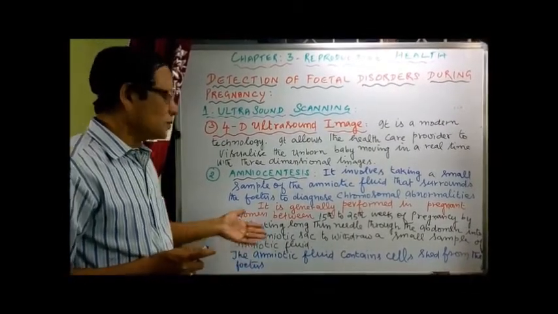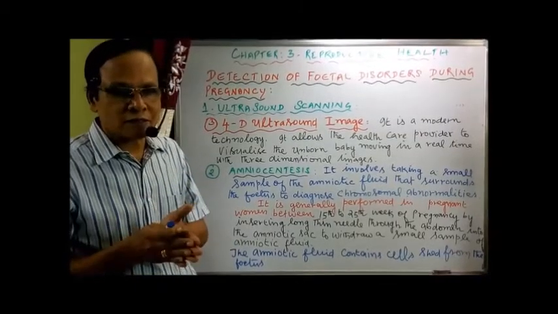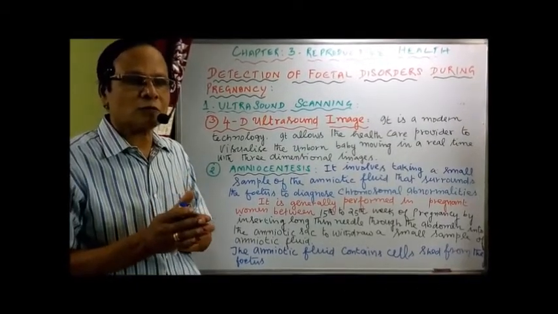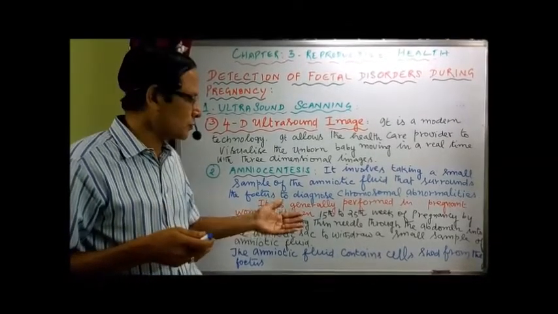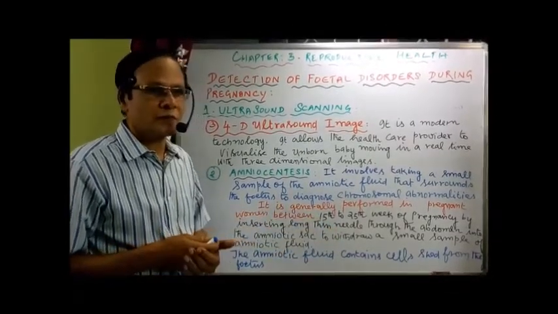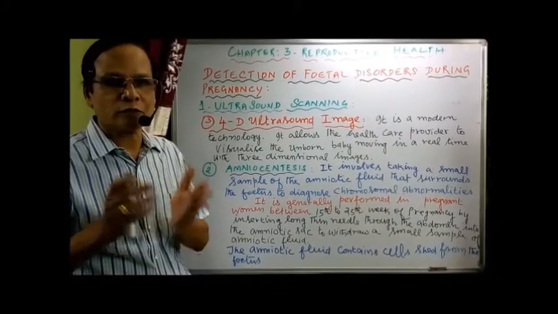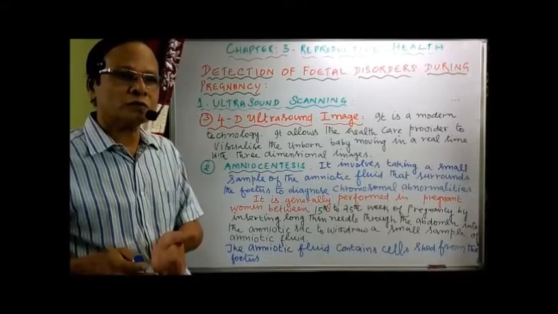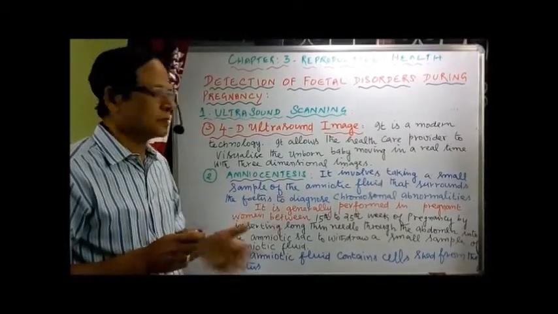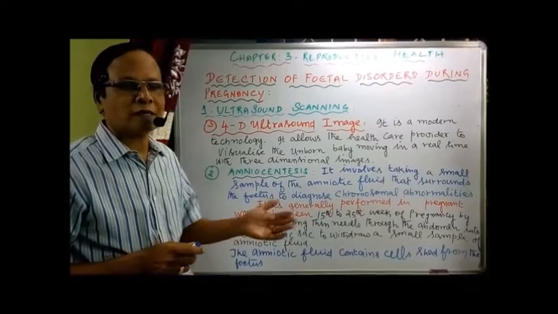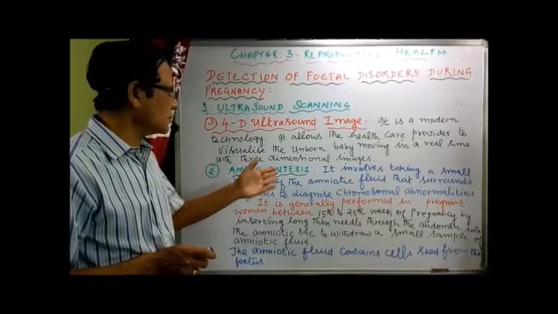Okay, so why are we taking the amniotic fluid? Because the amniotic fluid contains cells, and those cells are shed from the fetus. The cells we have in the fetus are also found floating in the amniotic fluid, showing a male or female baby with XY or XX chromosomes. Or we may have Down syndrome, Edwards syndrome, Klinefelter syndrome. Any syndrome can be seen with the help of analysis of the cells found in the amniotic fluid. That procedure is called amniocentesis.